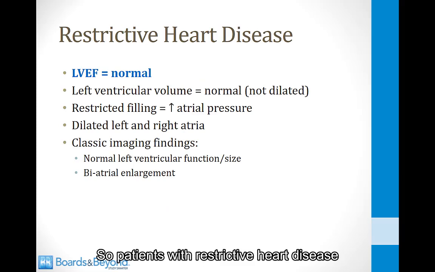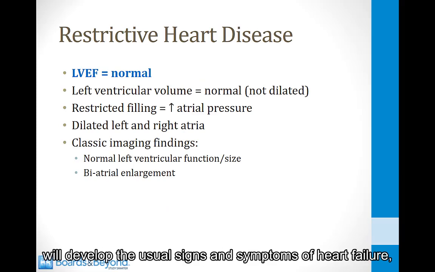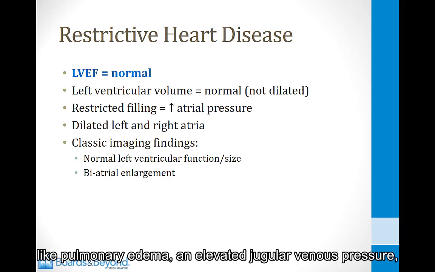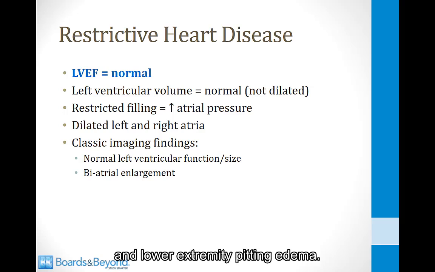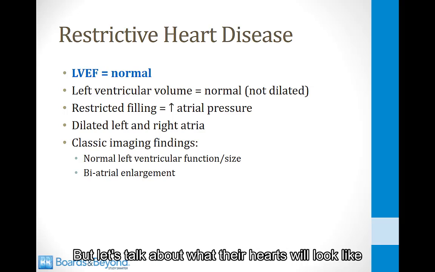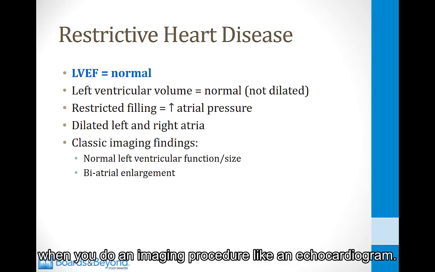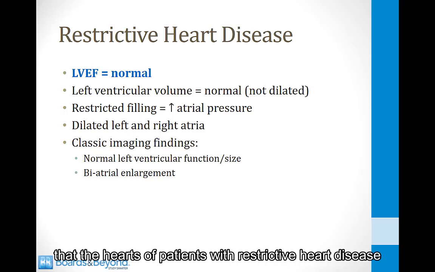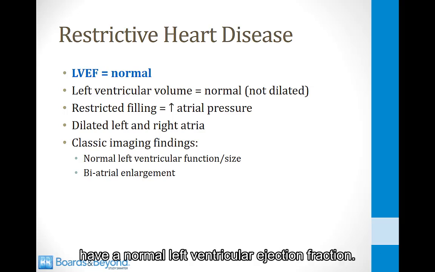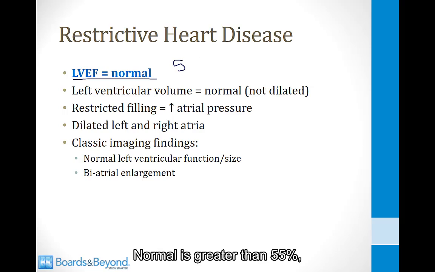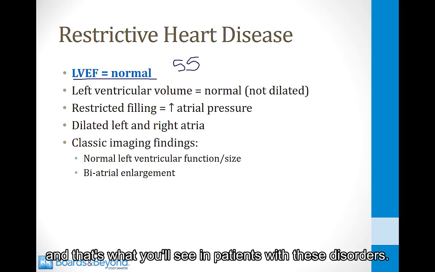So patients with restrictive heart disease will develop the usual signs and symptoms of heart failure, like pulmonary edema, elevated jugular venous pressure and lower extremity pitting edema. But let's talk about what their hearts will look like when you do an imaging procedure like an echocardiogram. First of all, you should know that the hearts of patients with restrictive heart disease have a normal left ventricular ejection fraction. Normal is greater than 55%, and that's what you'll see in patients with these disorders.